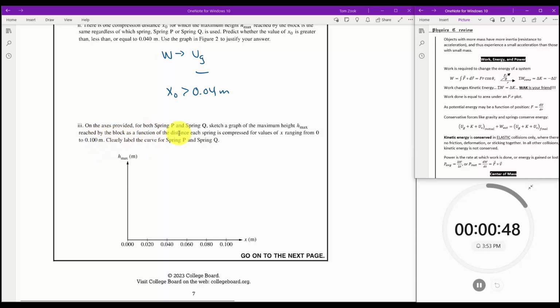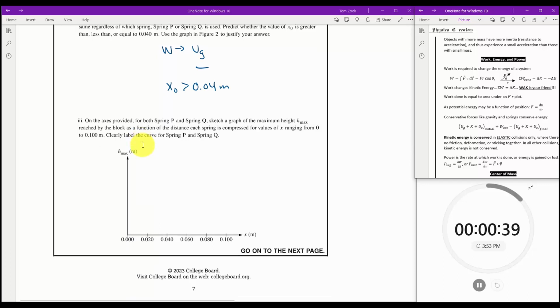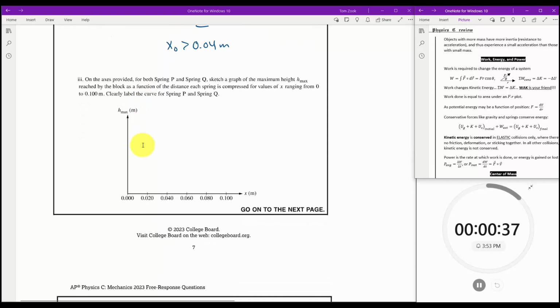B3, on the graph provided, they want us to graph the maximum height as a function of position pulled back. Not going to do that right now, but for P, it would be 1/2 kx squared turns into mgh. Because I know that's an ideal spring. But for Q, we'd have to do the integral of cx to the 1/2 and then say that's equal to mgh. So we'd have to come back and do that.